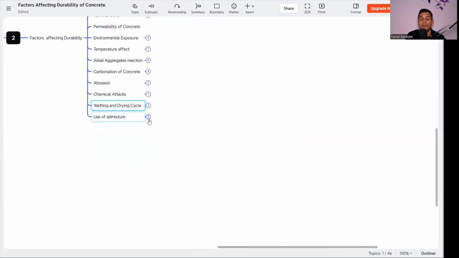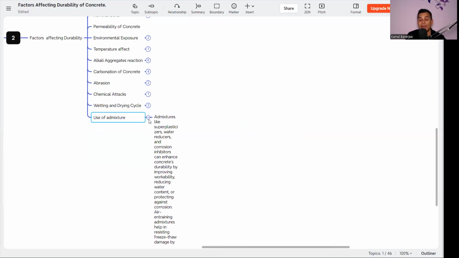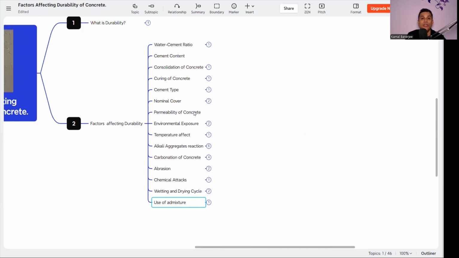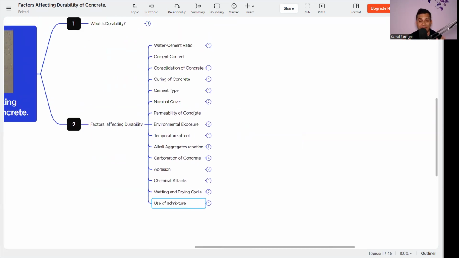Then the use of admixtures is also important. We are using admixtures now in every concrete. Admixtures like superplasticizer, water reducer, and corrosion inhibitor can enhance concrete durability by improving workability and reducing water content. Whenever we use an admixture, we also need to know what type of admixture is suitable for us, and what the ratio or dosage is. You need to find that out too. If it is not as per the requirement, then again there will be issues for durability. So these are all the factors that are affecting durability.